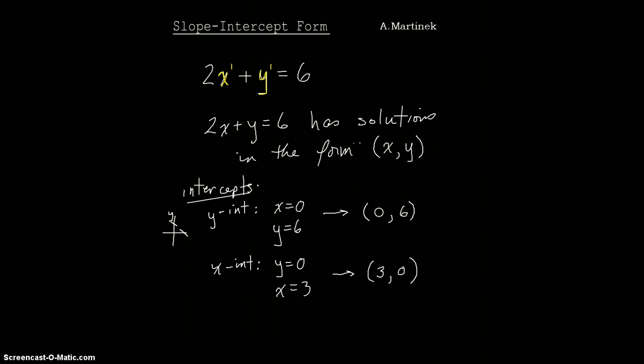Now the other thing we can do, let me write the equation down again, is we can solve for y. We've done this before also, but if we solve for y, I think you can see that we can just move this 2x to the other side, and it becomes negative, right? So we get y is equal to minus 2x plus 6.